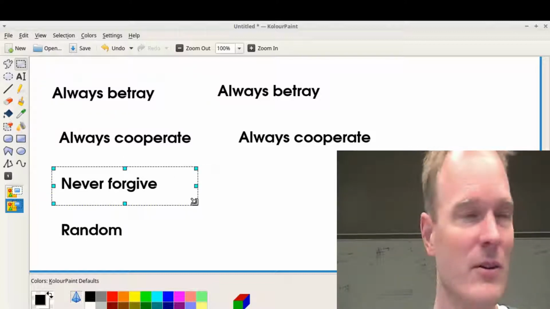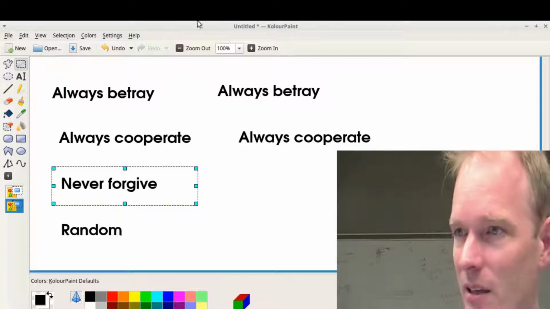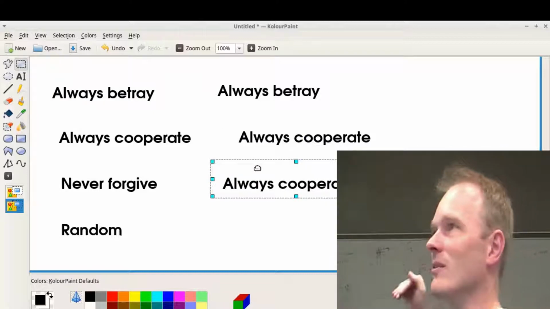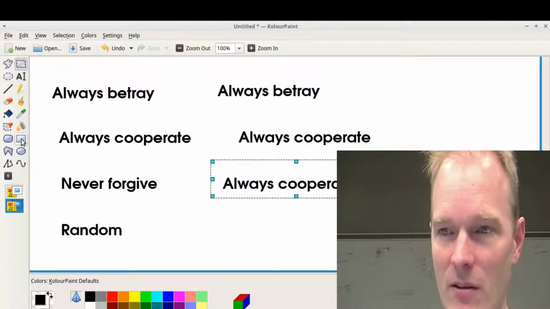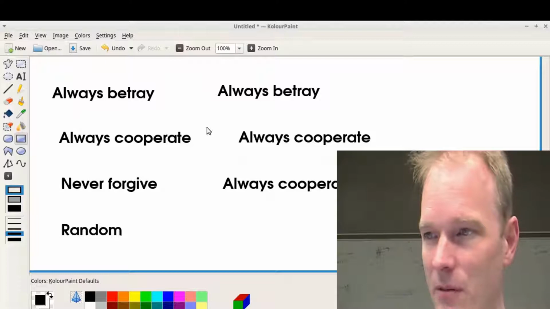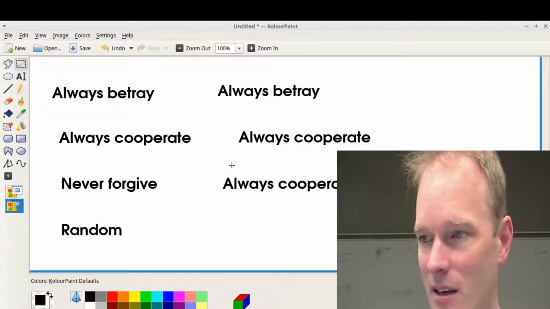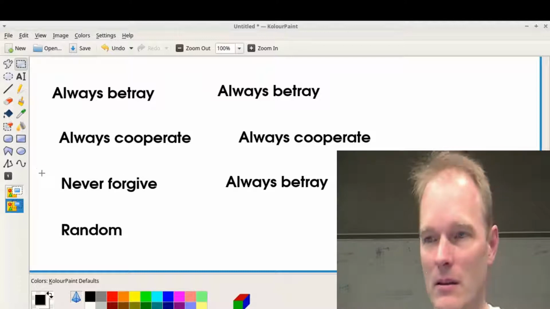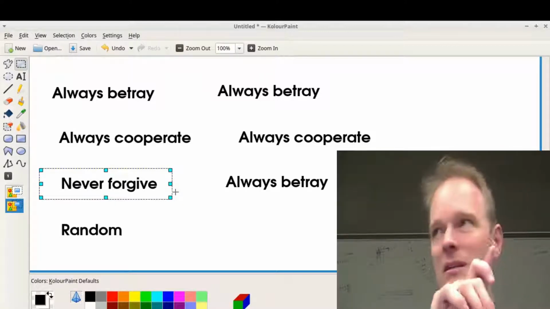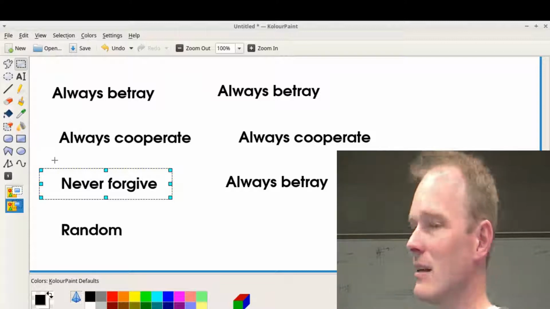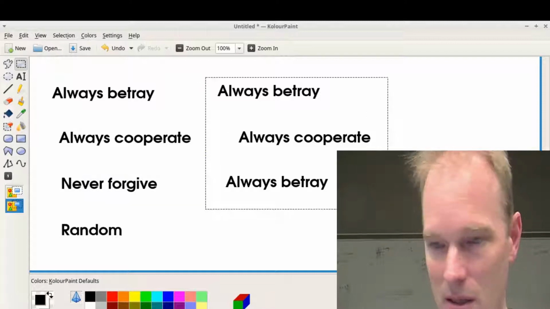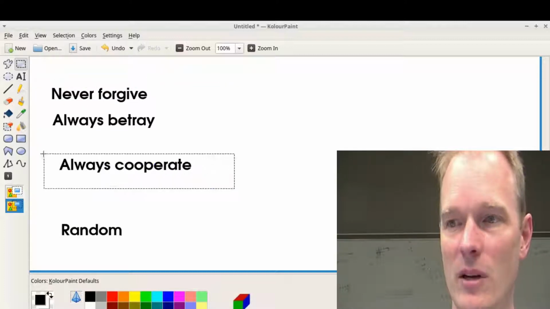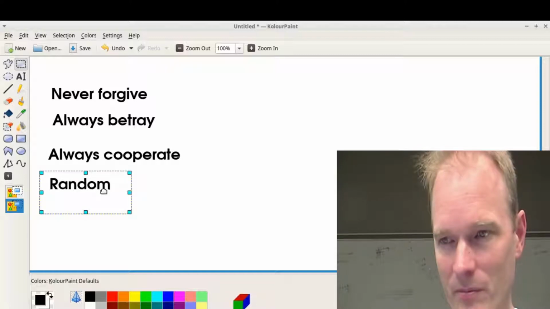What do you suppose Never Forgive does? Well, interestingly, if you play Never Forgive against Always Cooperate, they sit there and cooperate with each other just fine, right? So Never Forgive gets the same benefits as Always Cooperate, but Never Forgive is not exploited by Always Betray. So if you play Always Betray against Never Forgive, well, Never Forgive gets abused one time, which isn't a huge deal, but then it turns around and plays an intelligent strategy. So it turns out that Never Forgive is clearly more intelligent than Always Betray or Always Cooperate because it handles both strategies fairly effectively. Random doesn't do so hot.